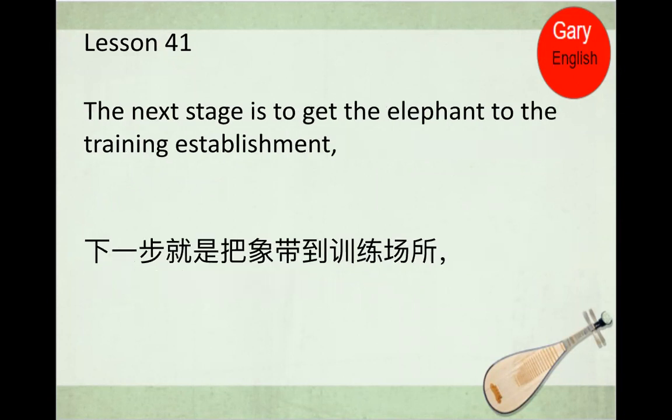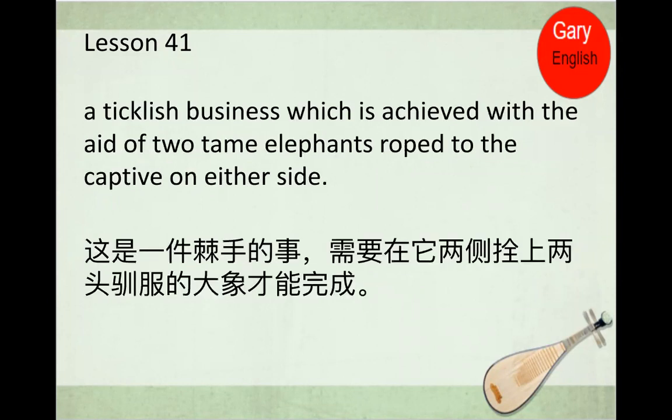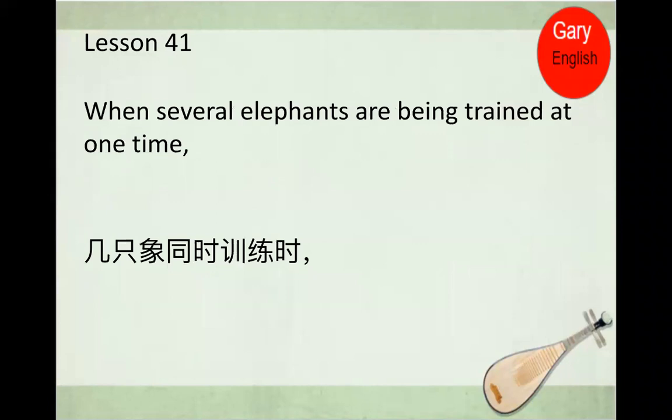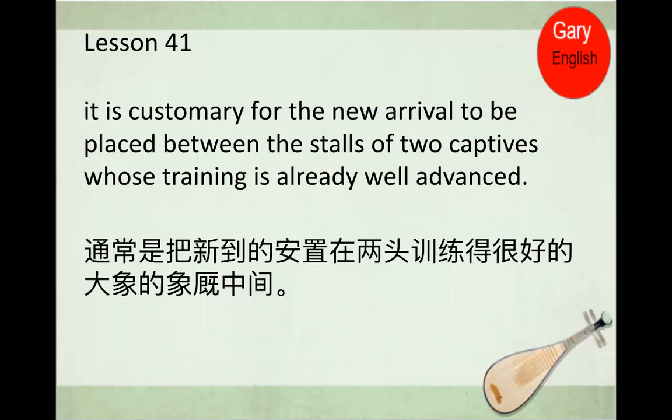The next stage is to get the elephant to the training establishment, a ticklish business which is achieved with the aid of 2 tame elephants roped to the captive on either side. When several elephants are being trained at one time, it is customary for the new arrival to be placed between the stalls of 2 captives whose training is already well advanced.